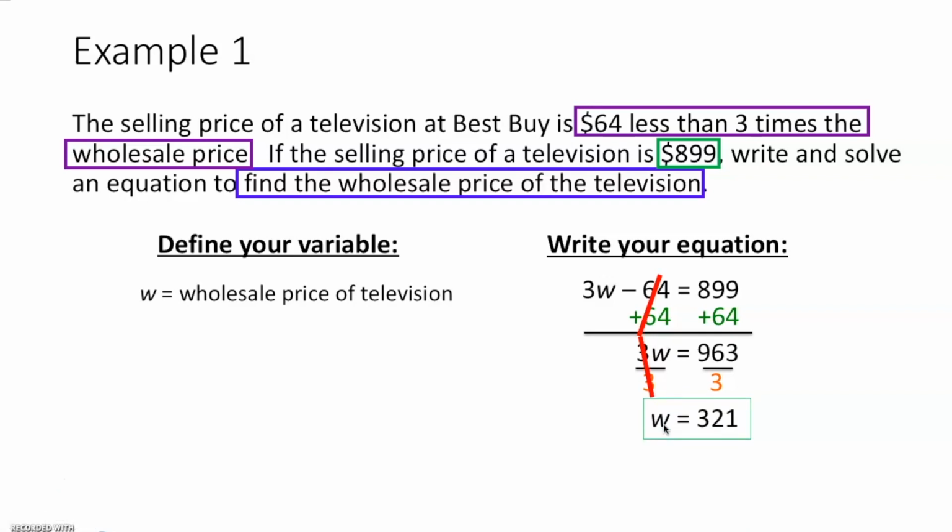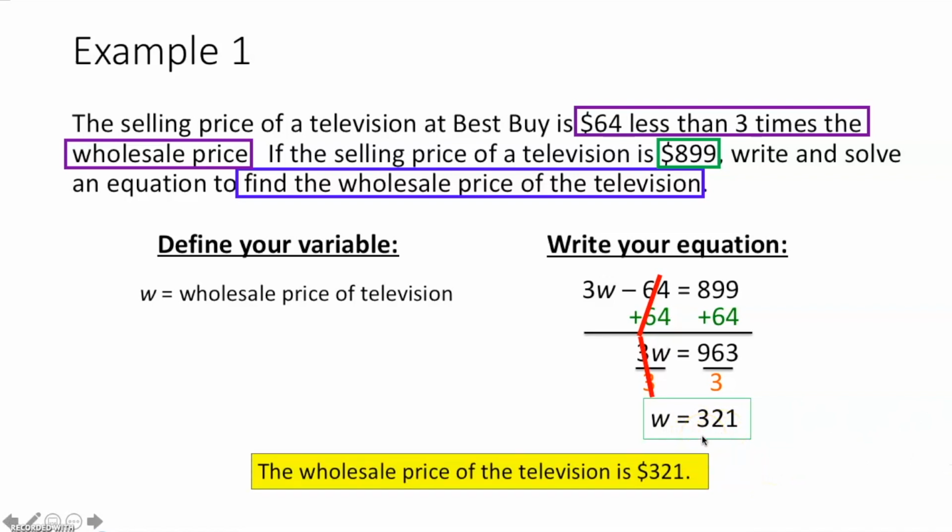Again, we have solved this, but in a word problem, you need to write your answer as a sentence. So what does W equals 321 mean? That means that the wholesale price of the television is $321.